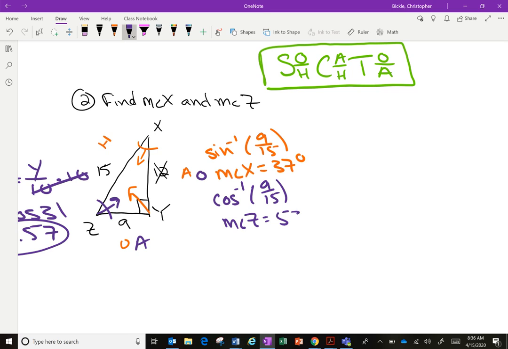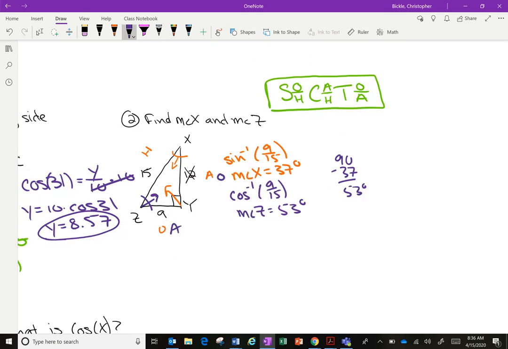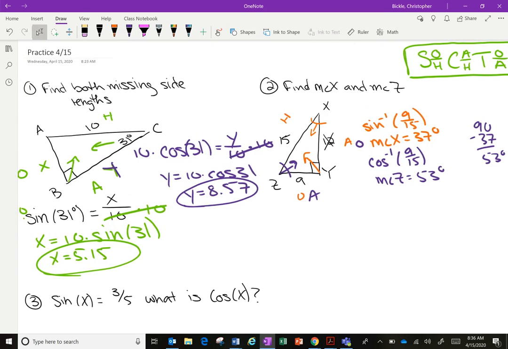You guys could always check, because those two should sum to 90. 53 plus 37 is 90. And in all reality, to get the measure of angle z, usually I would have just done 90 minus 37. It was 53. So remember, when you're trying to solve for angles, you're going to use inverse. When you're trying to solve for side lengths, you're going to use regular trig.